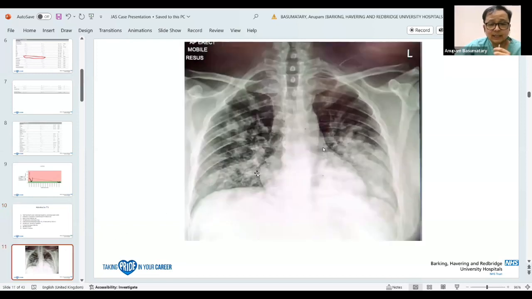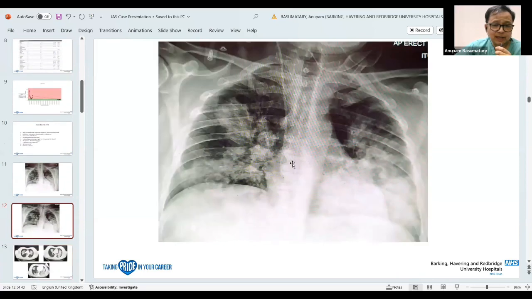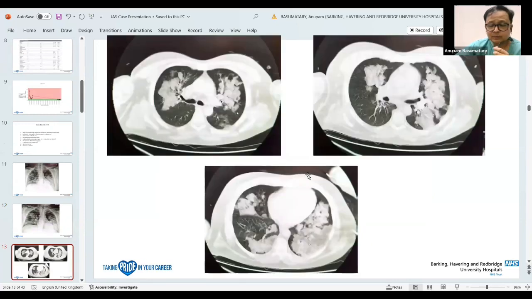So this is the initial X-ray, which was done in the resus. You can see clearly there are bilateral infiltrates, more on the left. Subsequently, even in the ITU, it was looking like more enhanced patches, consolidations. We also had the opportunity to do a CT scan. This was on the second day of admission. You can look at the CT scan. It's again the bilateral infiltrates, quite dense consolidations, patchy on the left and right.